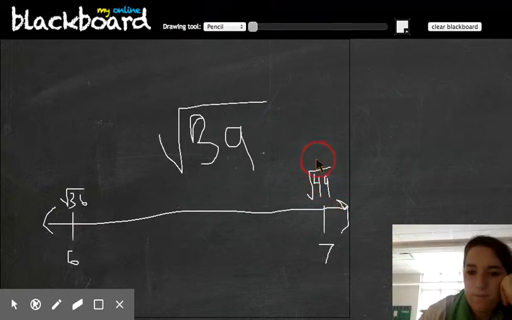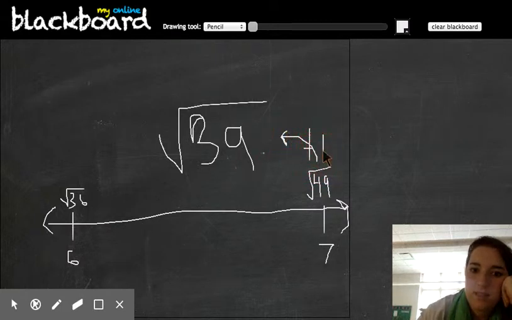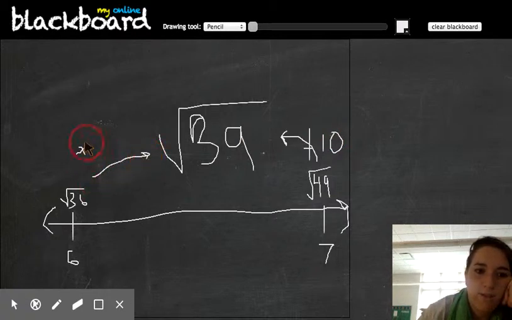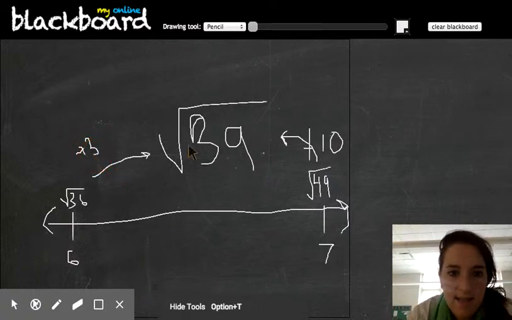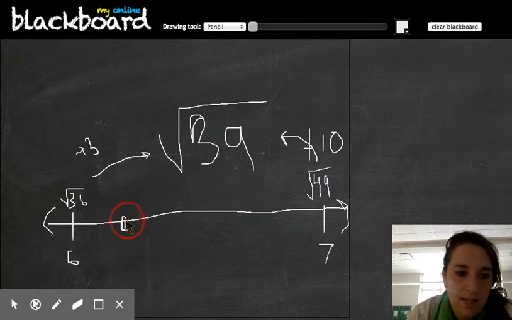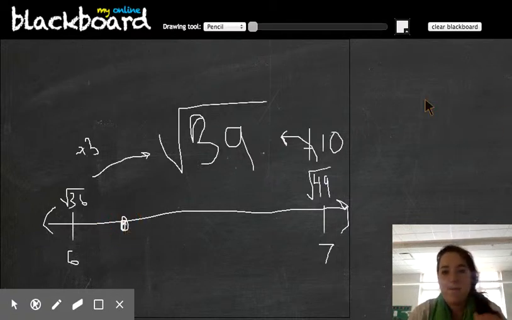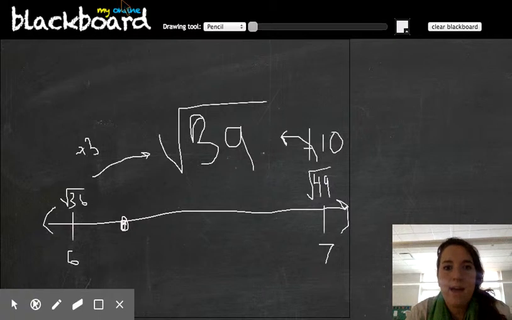So then where is the square root of 39 going to fall on this number line? How far is it away from 49? It's plus 10 away from 49. And then it's plus 3 away from 36. So is it going to be closer to 49 or to 36? It's going to be a lot closer to 36. So it'll fall somewhere right around here. So now make an estimate for that, and then let's look back at our original problem.